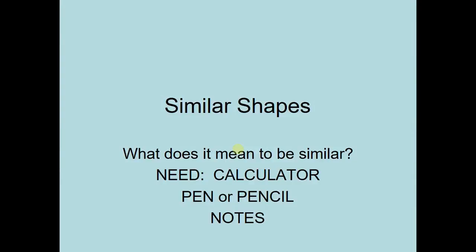So today we're going to talk about what it means to be similar. We've been talking about proportions, so now we're going to expand upon that and talk about why we need to know about proportions. So what does it mean to be a similar shape? What you're going to want to have on you: a calculator, especially one that can simplify some fractions for you today, a pen or a pencil, and also notes.